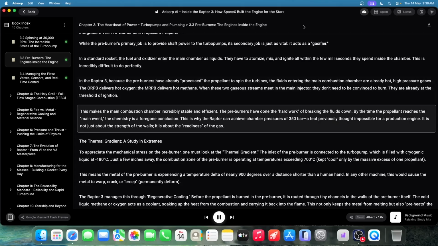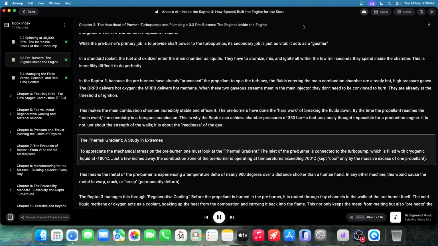And this makes the main combustion chamber incredibly stable and efficient. The preburners have done the hard work of breaking the fluids down. By the time the propellant reaches the main event, the chemistry is a foregone conclusion. This is why the Raptor can achieve chamber pressures of 350 bar, previously thought impossible for a production engine. It is not just about the strength of the walls, it is about the readiness of the gas.